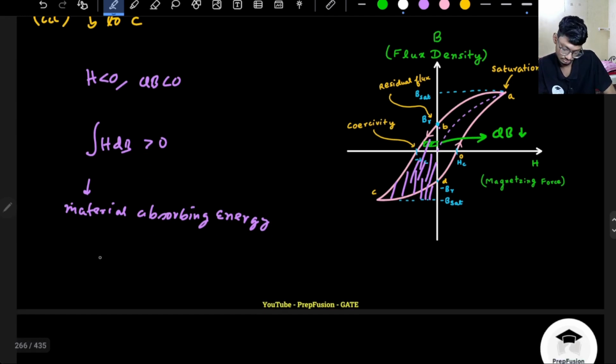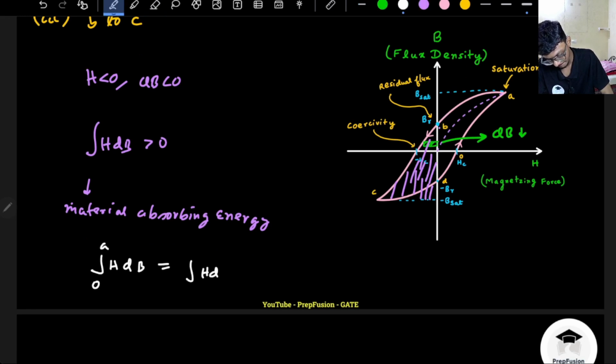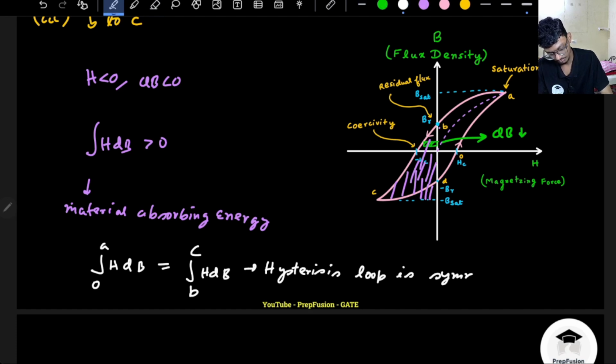my H dB for OA and H dB for BC are the same, if my hysteresis loop is symmetrical. If my hysteresis loop is symmetrical, it will be equal.